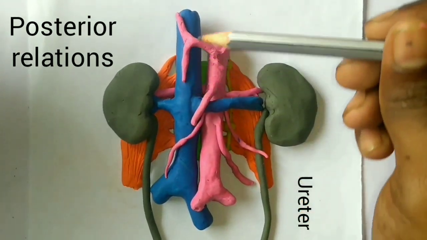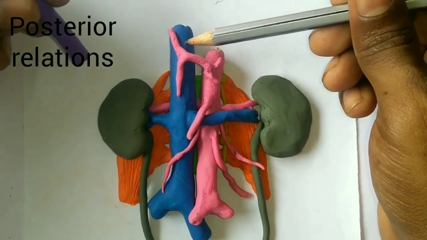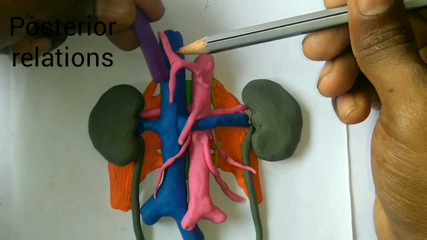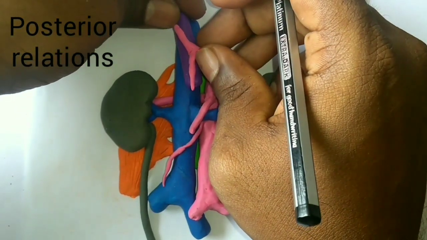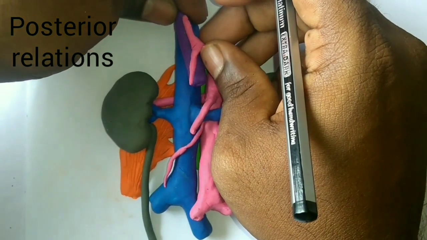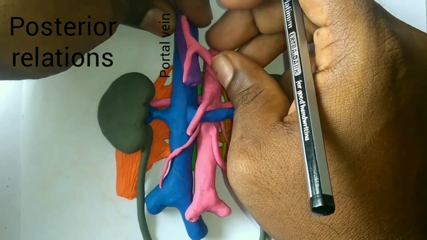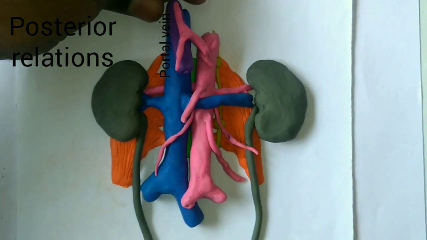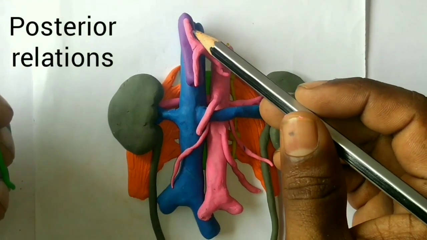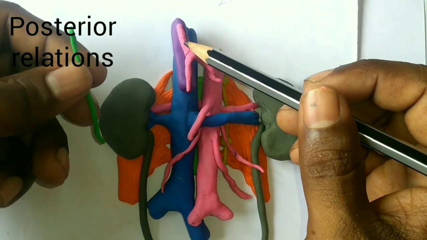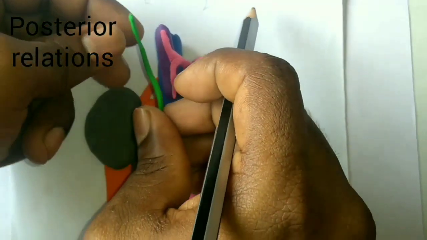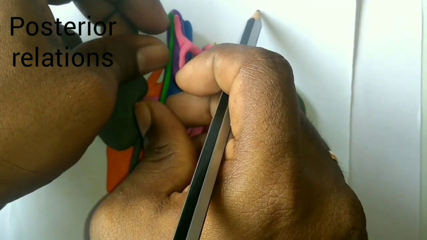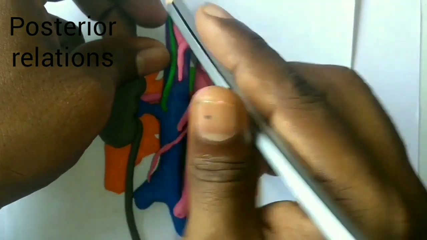Next, between these two vessels, that is the inferior vena cava and the branches of the common hepatic artery, we have this vein called the portal vein. To the right of these arteries, the common hepatic and the gastroduodenal artery, we have the bile duct. This is actually the bile duct.